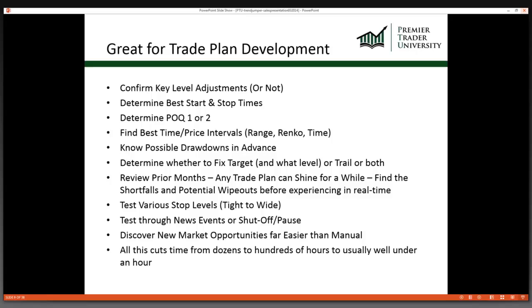You literally just did it manually. What you can learn and find out, and the amount of time you save, it is amazing. I mean, it's really incredible what you can do with it overall.